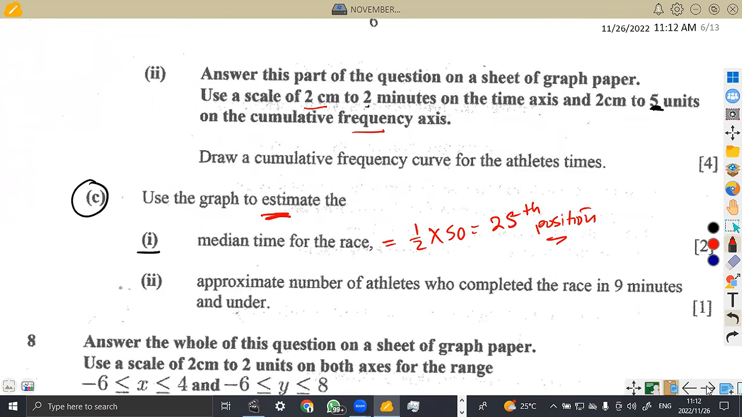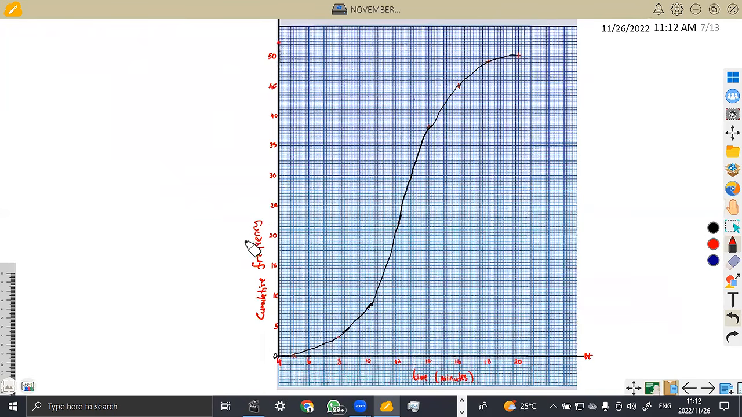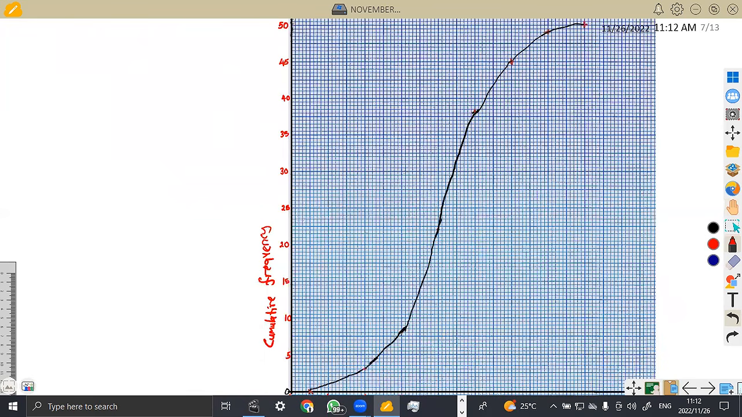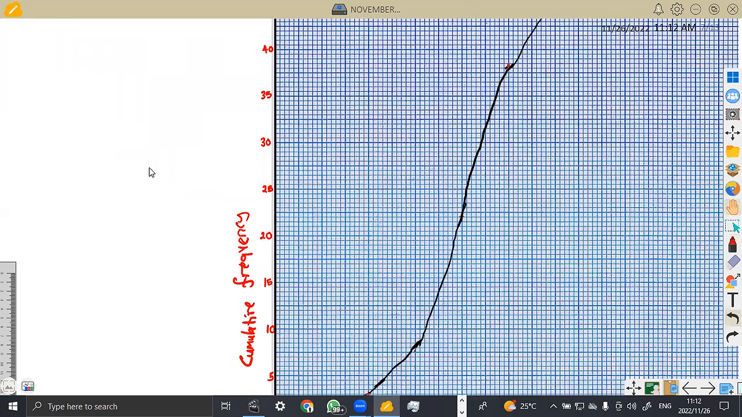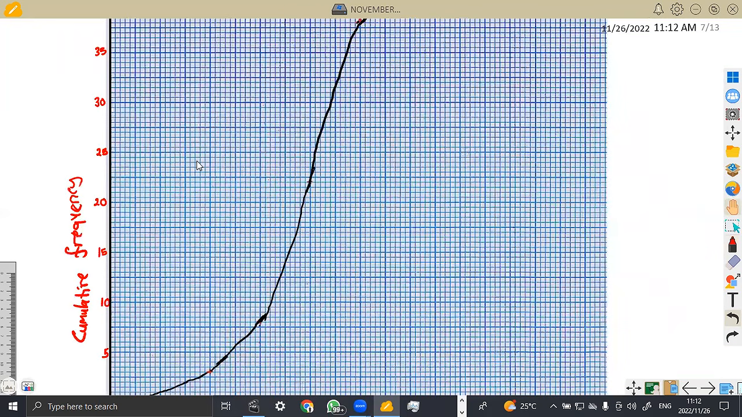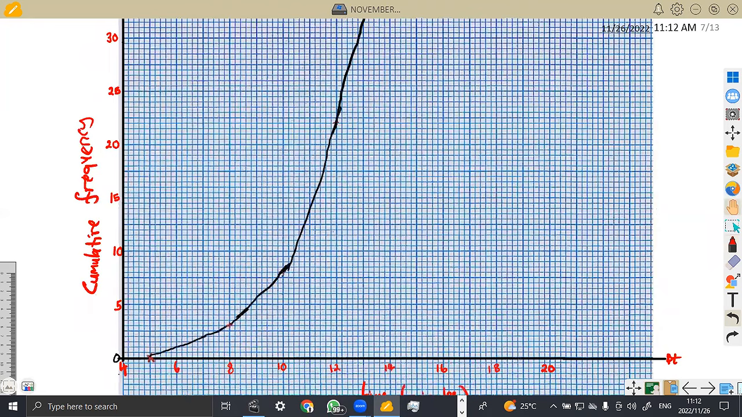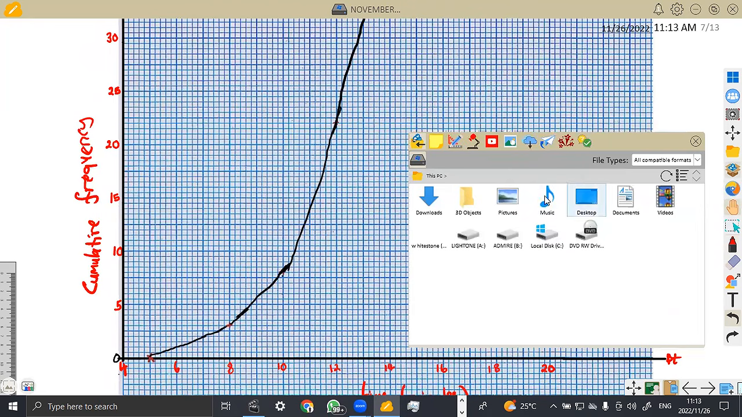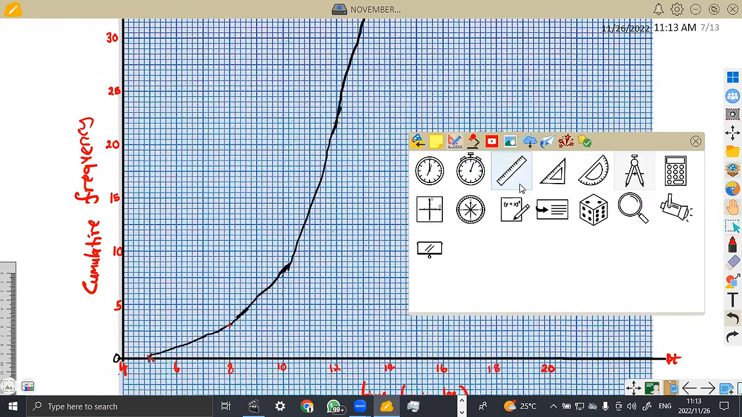So from our graph, for the 25th position, according to the scale, we just need to locate where there is 25 on the vertical axis of the cumulative frequency curve. Here is our graph. So where do we have 25? We have 25 at this point. Where we've got 25, we draw straight to the graph and down to the horizontal axis. That's where we are going to have our answer.